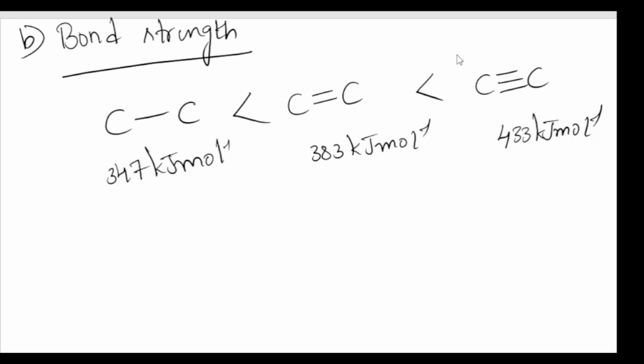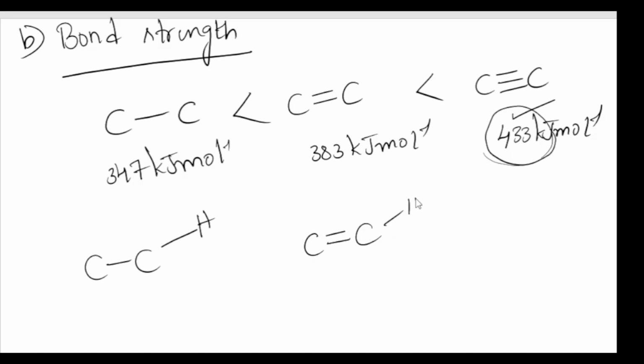We have to remember the sequence. The bond strength will be greater for carbon carbon triple bond, because this energy represents the amount of energy required to break the carbon carbon triple bond. The more the bond energy, the more the energy required, and the stronger the bond. That is how we can understand it. Suppose we want to know about the hydrogen attached to the same carbon.